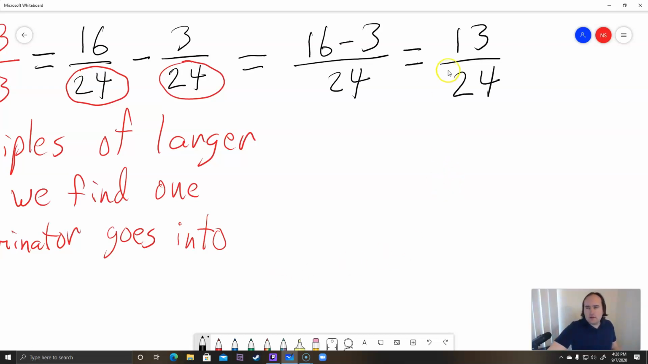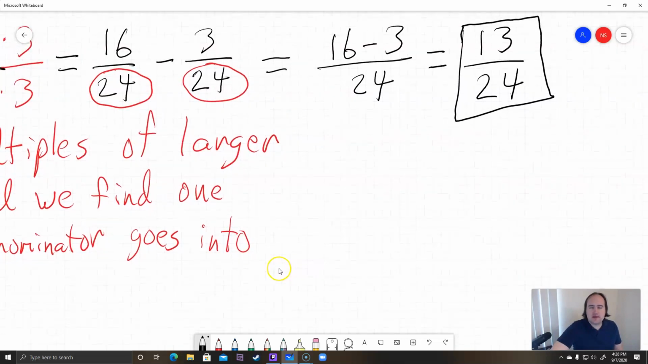And 13 does not go into 24. And so 24 and 13 don't have any common factors. So 13 over 24 is actually our answer. Okay? So that was a little bit more challenging problem. Now, a lot of people find these hard. So we'll do lots and lots of examples, and hopefully you'll get the hang of it.